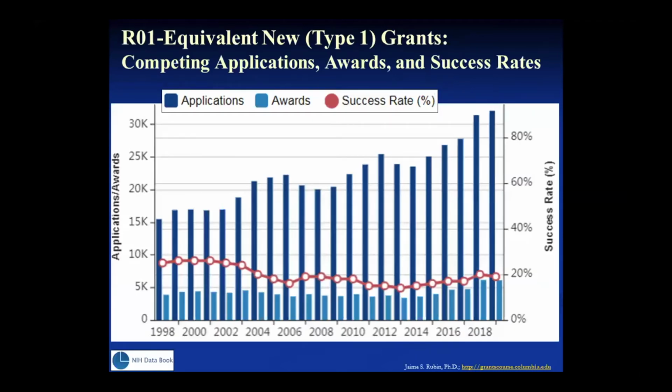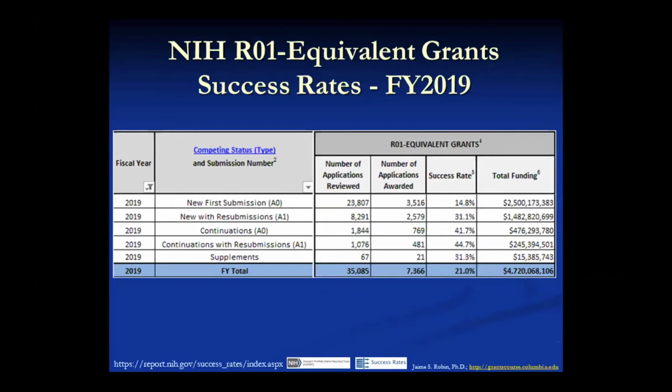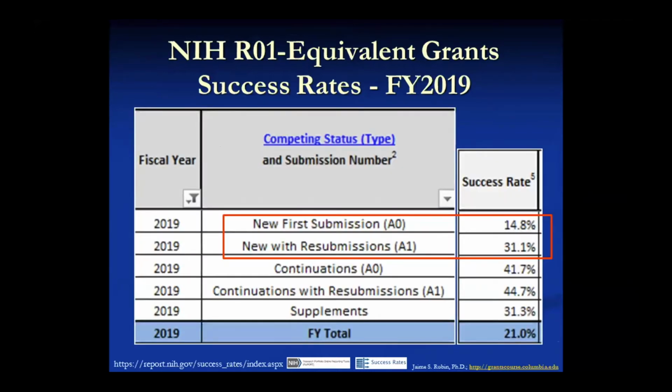Let me give you an idea of the success rate and the number of awards. This is a chart from NIH where the dark blue is the number of applications over time, the lighter blue is the number of awards, and the red is the success rate, the number of awards divided by the number of applications. This is the information at a much more granular level, and there are a couple of interesting points that I want to make that this chart shows. There's a tremendous amount of data on NIH's webpage.